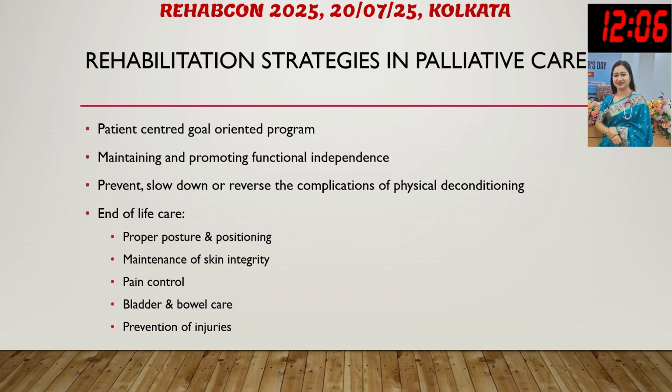So we should have a patient-centered, goal-oriented program for maintaining and promoting functional independence and to prevent, slow down or reverse the complications of physical deconditioning. Even at the end of life care, rehabilitation does have a role. We can advise the relatives and caregivers to maintain proper posture and positioning of the bedridden patients, to maintain skin integrity, to prevent bed sores. Pain control is utmost important even at the end of life. Bladder and bowel care should be advised to the caregivers, and prevention of fall injuries is very important.